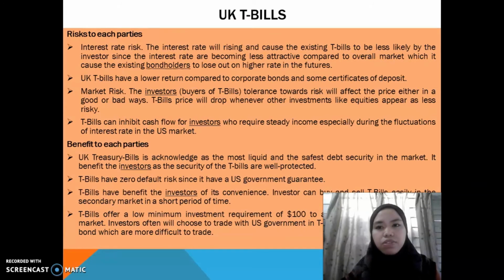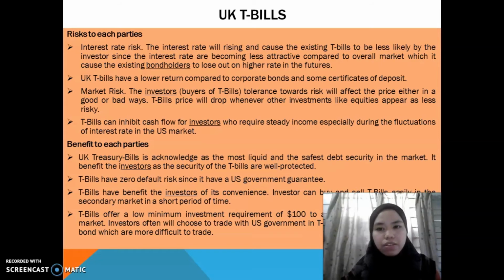Next is UK Treasury bill. Risk to each party. First is interest rate risk. The interest rate rising causes the existing T-bill to be less favored by the investor, since its interest rate becomes less attractive compared to the overall market, which will cause the existing bondholder to lose out on higher rates in the future. Next, UK T-bill has a lower return compared to corporate bonds and some certificates of deposit.